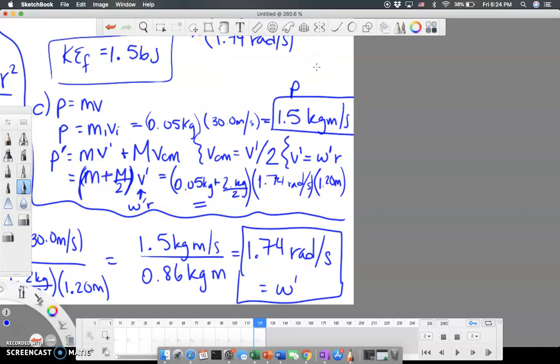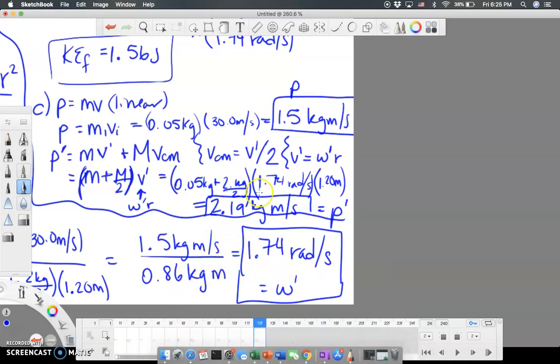Okay, so you can plug everything into your calculator, and you'll get your momentum is 2.19 kilogram meters per second. So again, this is the momentum after the collision, the linear momentum.